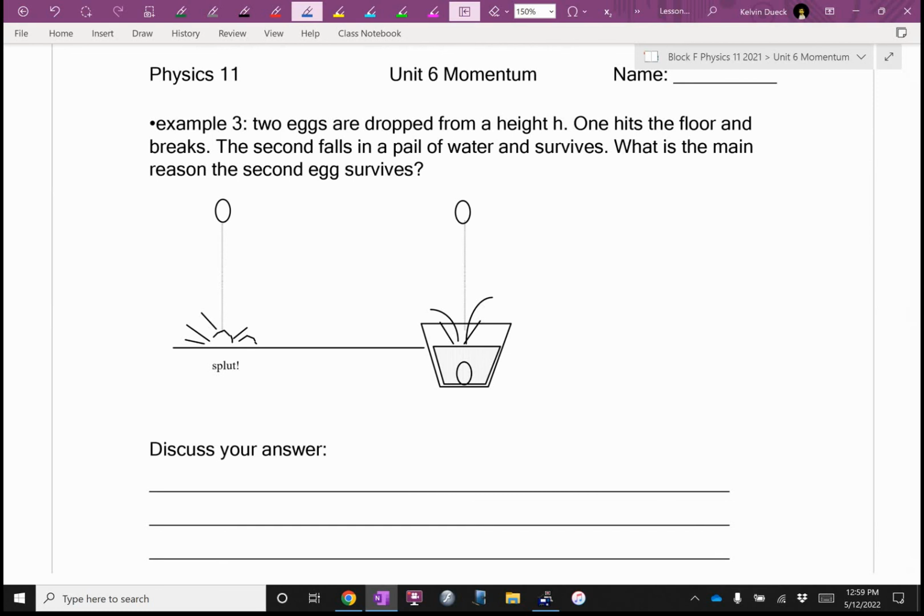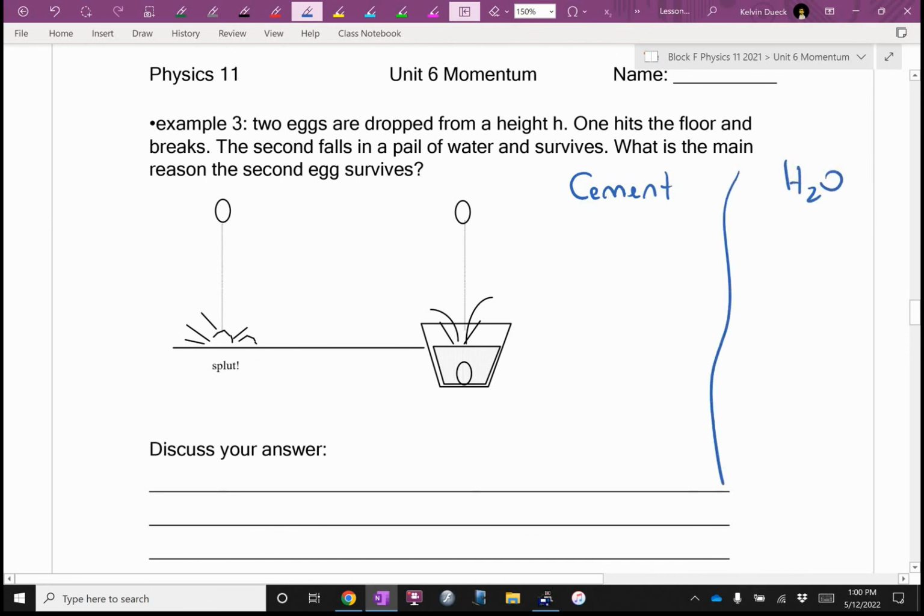The acceleration is over a longer time period. You got to the heart of the matter. So let's walk through this. I want to do a clear explanation with as little writing as possible. So I'm going to write the word cement and the word H2O, draw a little line.